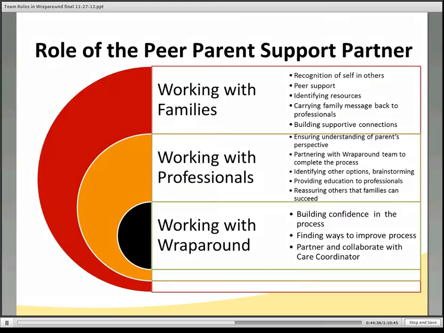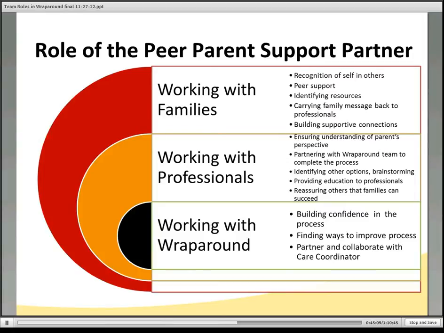Also, they really work at being able to carry the family's message back to the professionals. Sometimes families, especially early on, are very afraid or resistant to speaking up. They are oftentimes used to their voice not being heard, to people not including them in their child's care, and they're reluctant to really say how they're feeling.